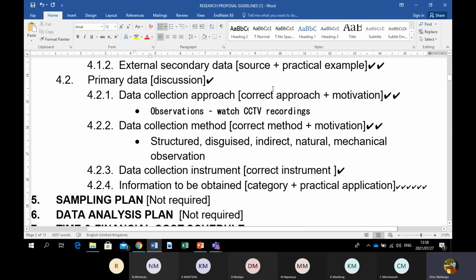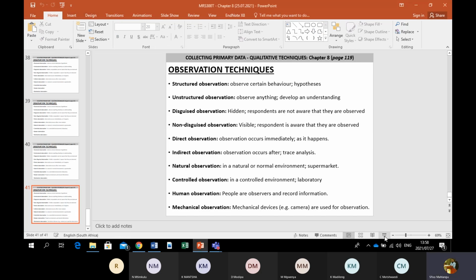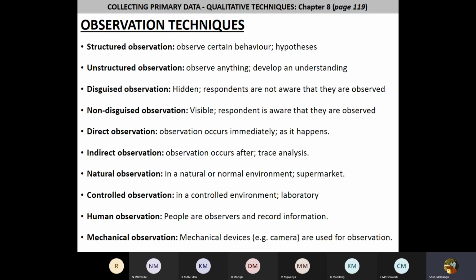Once again, you only use this when you're using observation. When you're using surveys, remember you'll be choosing between telephone interviews, comparing with face-to-face interviews and so on.